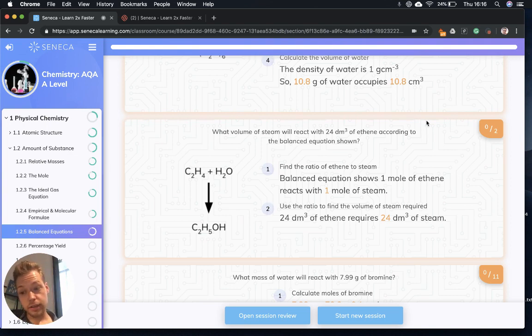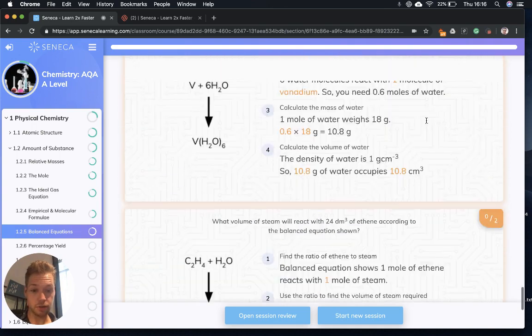So I set out the equation. Do you remember the ratio between ethene and steam? So it's 1:1. I love a 1:1 ratio. It makes life that little bit easier. So simples, we know that we had 24 dm cubed of ethene, so we're going to need 24 dm cubed of steam because it's a 1:1 ratio.